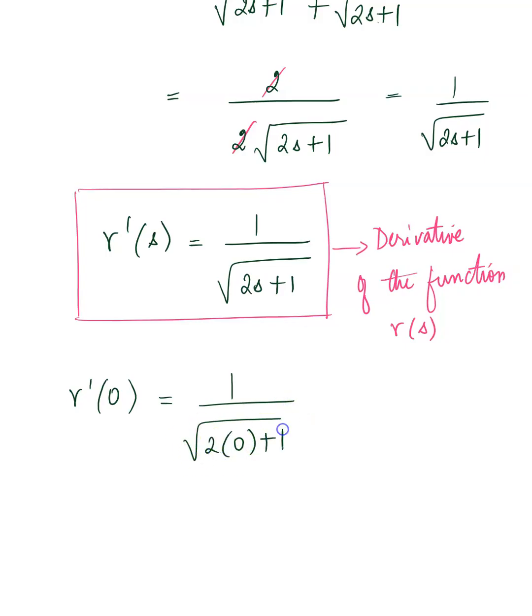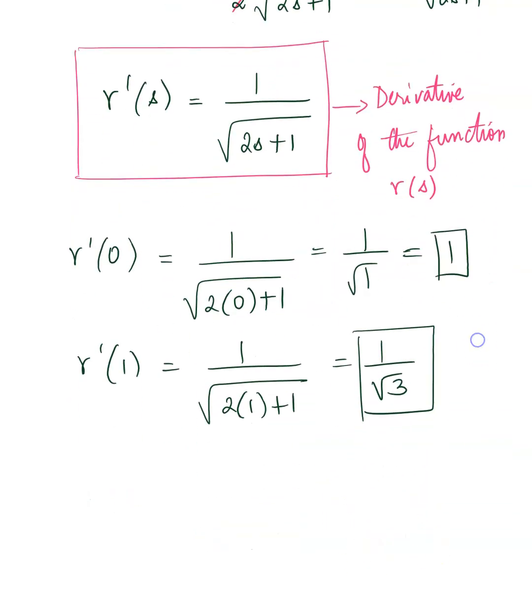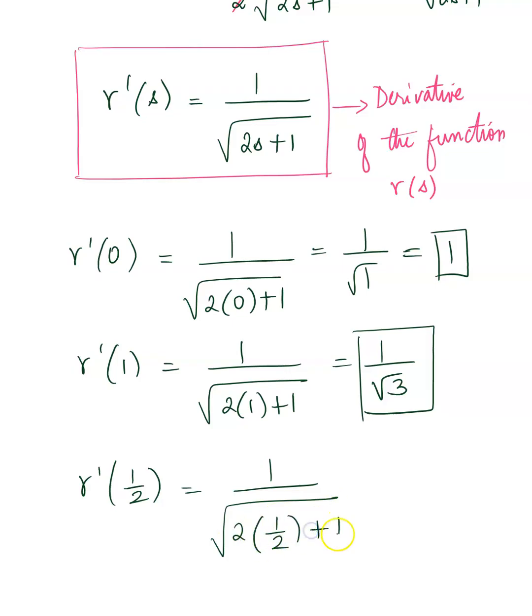1 over square root of 2 times 0 plus 1. In the place of s, you plug in 0, and we get 1 over square root of 1, which is, I'll just put it like that. That gives us 1. Then we have r prime of 1. 1 over square root of 2 times 1 plus 1. That gives us 1 over root 3. Cannot simplify that any further. Then we have r prime of half. 1 over square root of 2 times the half plus 1. And you know that the 2's will cancel off. That will be 1 over square root of 3.